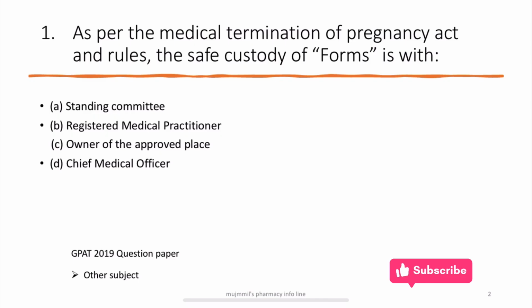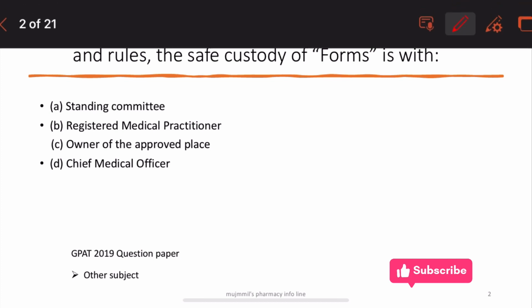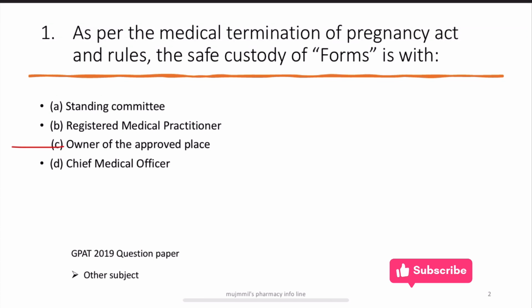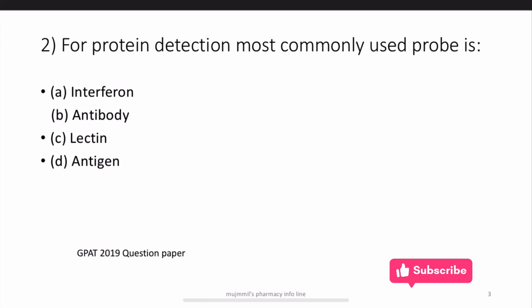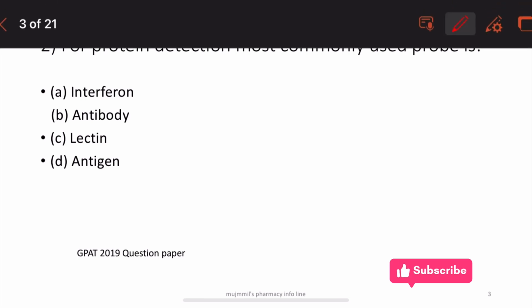The first question is from GPAT question paper 2019, from the other subject. As per the Medical Termination of Pregnancy Act and rule, the safe custody of forms is with. The correct answer is option C, owner of the approved place. For protein detection, the most commonly used probe is. The correct answer is option B, antibody.